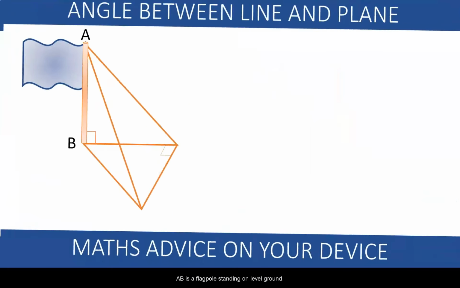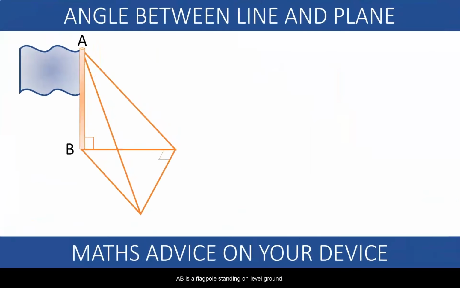AB is a flagpole standing on level ground. M is due east of B, the foot of the flagpole. N is 35 meters due south of M. The angle of elevation of the top A from M is 50 degrees and from N is 30. Calculate the length of the flagpole, AB.